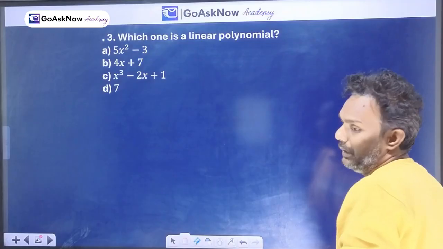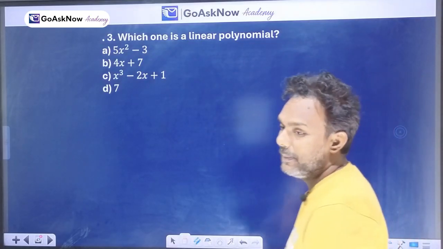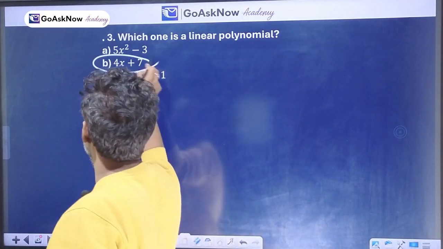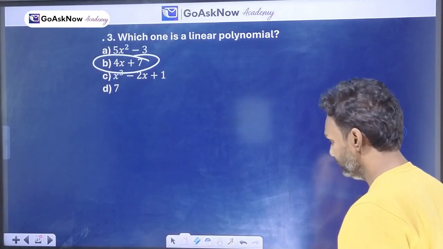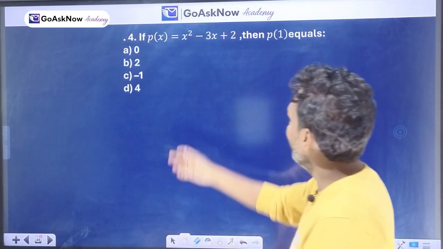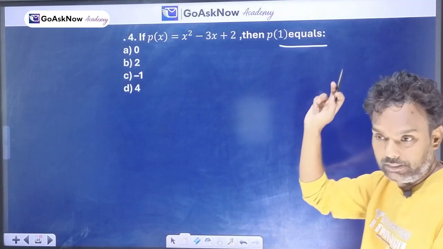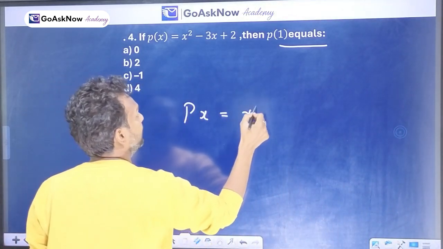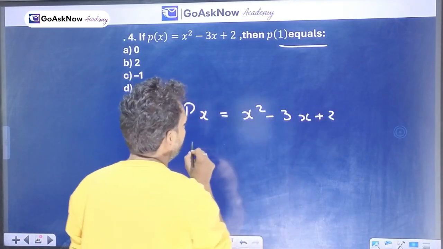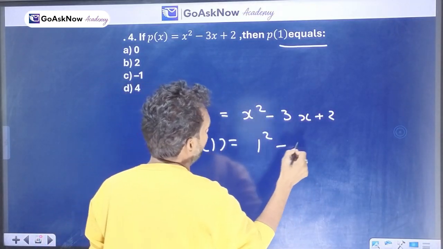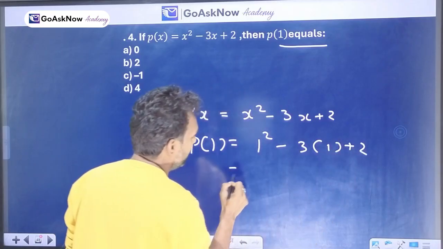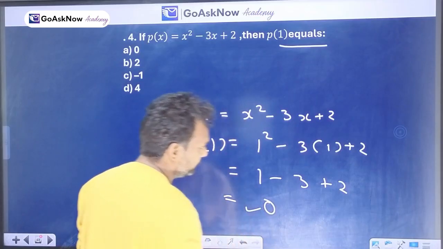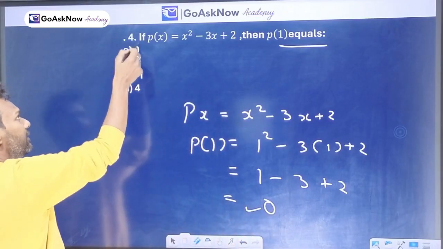Which of the following is a linear polynomial? Linear means power with 1 degree. 4x plus 7. If p(x) equal to this, then find p(1). Then p(1) equal to what? If p(x) equal to x square minus 3x plus 2, then p(1) will be 1 square minus 3 into 1 plus 2. 1 minus 3 plus 2, 0. p(1) is 0.